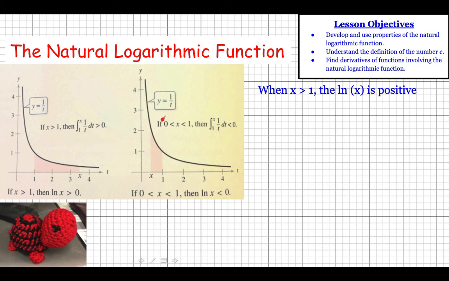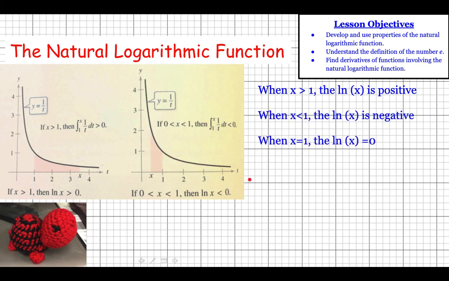But if I pick x as a number less than 1, then the integral from 1 to x is going to be the opposite of the integral from x to 1. This area is positive if we go from x to 1. Since we're going from 1 to x, we get negative. So over here we get positive values, and over here we're going to get negative values.